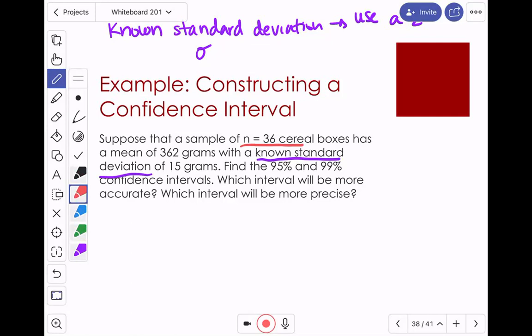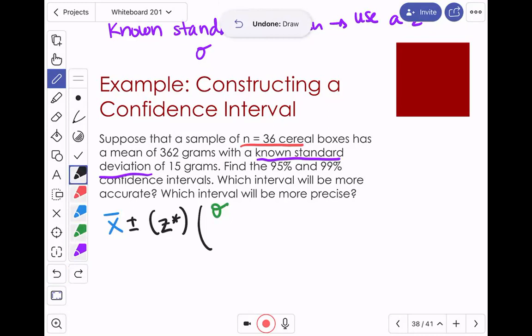But I want to find confidence intervals here. So in order to find a confidence interval, I need these things right here. Here's the formula for a confidence interval. It is x bar plus or minus some critical value, which we will call z star, times the standard deviation, which we call sigma, the known standard deviation here, divided by the square root of n. This is the formula for a confidence interval.